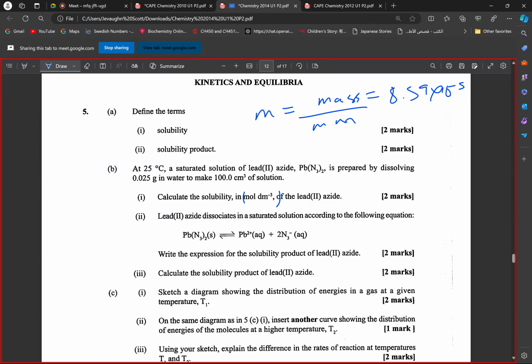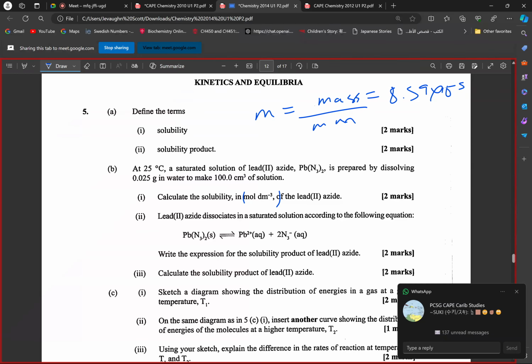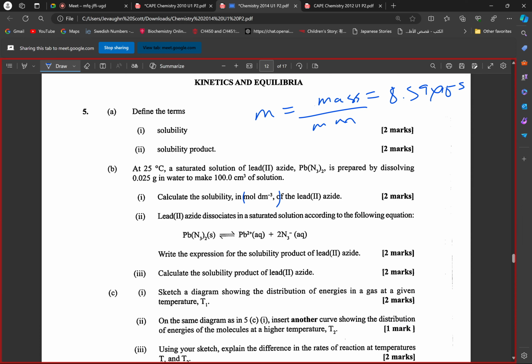And what does that solubility tell us? It tells us that it's really soluble or really insoluble. Which one? Really insoluble. Lovely. So it is a sparingly soluble salt. Lovely. So lead azide dissociates in a saturated solution according to the following equation here.